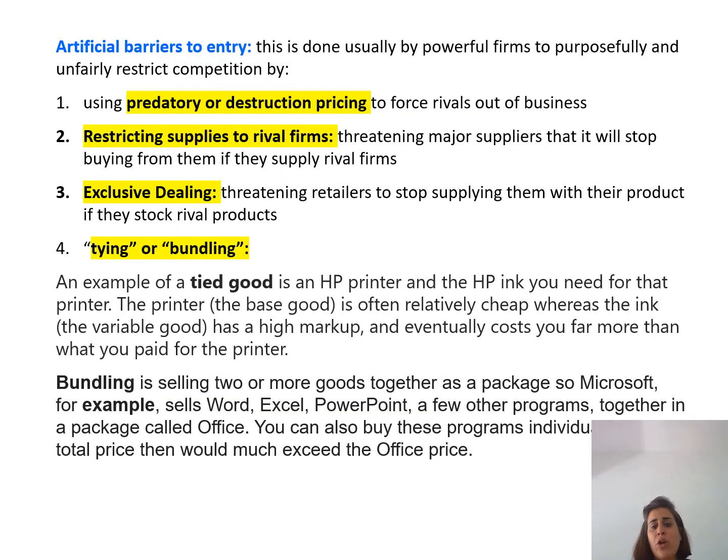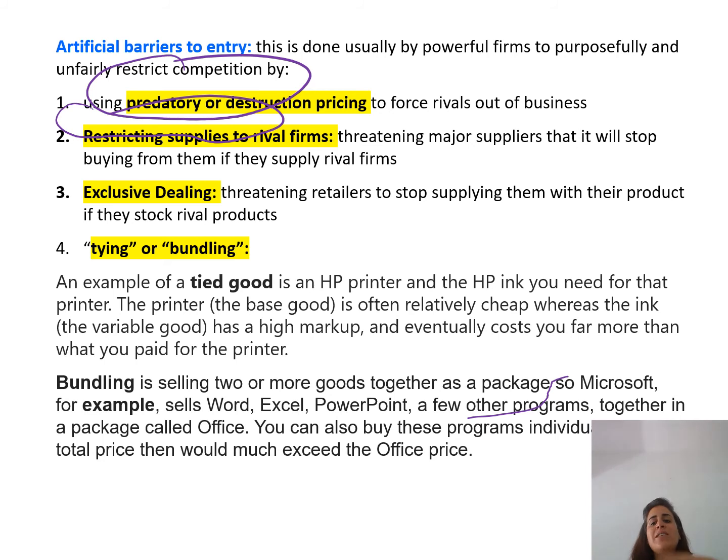Okay, now let's have a look at the artificial barriers. Artificial barriers are barriers that these monopolies create. What they will do is use what we explained before, destruction or predatory pricing. I already explained it. Restricting supplies to rival firms. Yani for example, since I'm a monopoly, automatically I need a supplier to provide me with the resources in order to produce these goods and services.